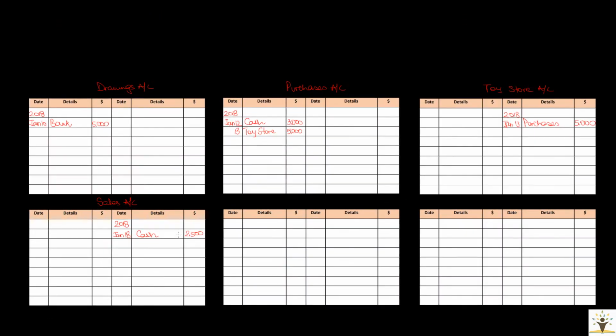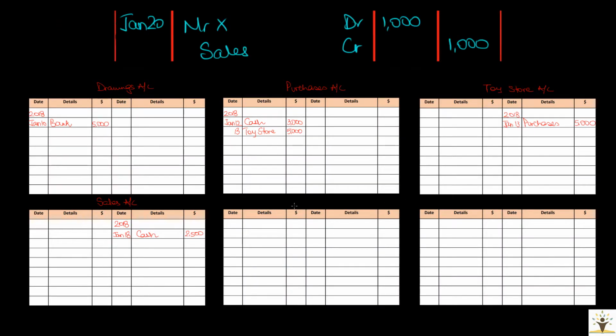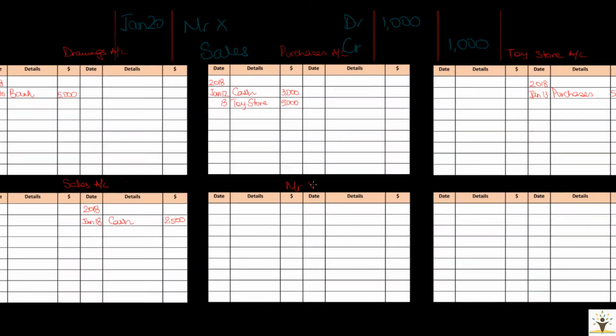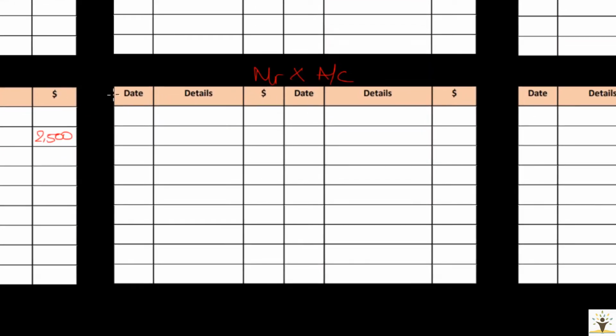Next, Mr. X is debited and sales is credited. Let us open a Mr. X account. Go to the debit side of Mr. X, date Jan 20, and details will be the account that is credited, sales account, and 1,000 in the amount column.